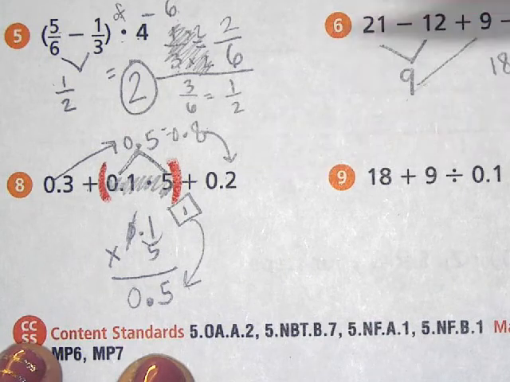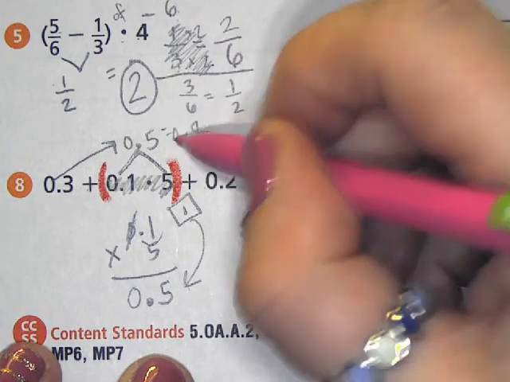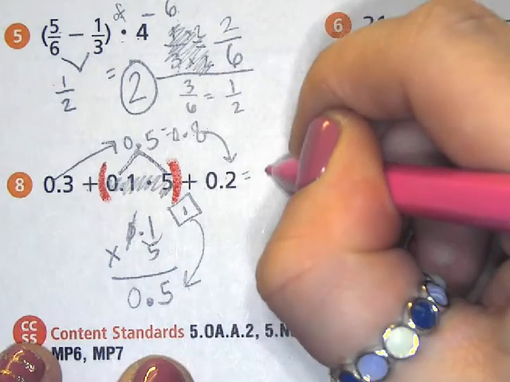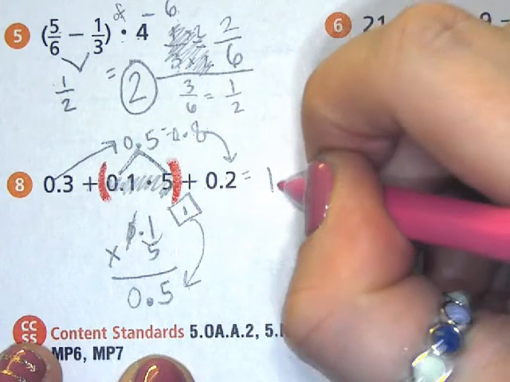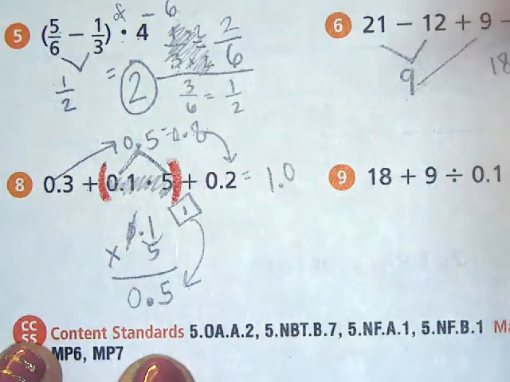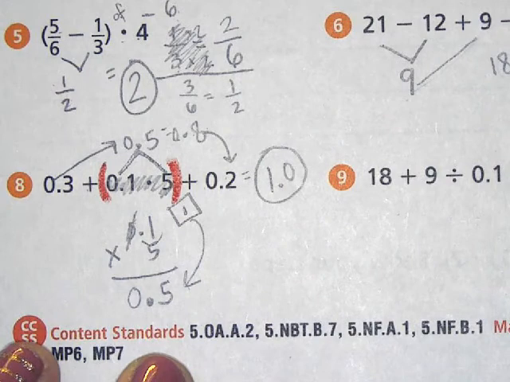0.8 plus 0.2, so it's like having 8 dimes and 2 dimes. You can say it equals 10 dimes, but what is 10 dimes? $1, a whole dollar. So 0.8 plus 0.2 is just 1. You could say 1.0 if you wanted. Either way, that's the right answer.